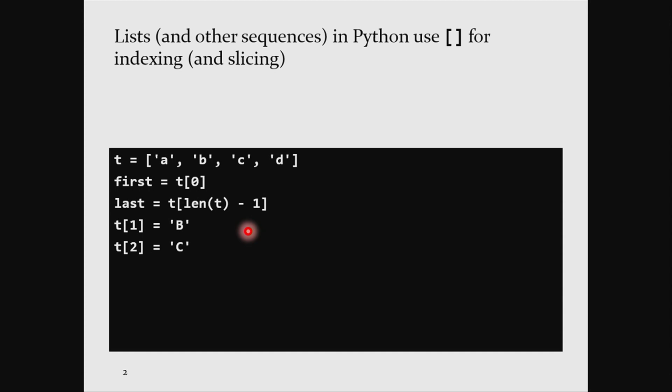You can assign elements of the list using the square bracket notation. Right? So t square bracket 1 equals b means change the lowercase b to an uppercase b. And t square bracket 2 equals big capital C means change the lowercase c to an uppercase c. Right, and so Python lists are actually really easy to use in terms of syntax.